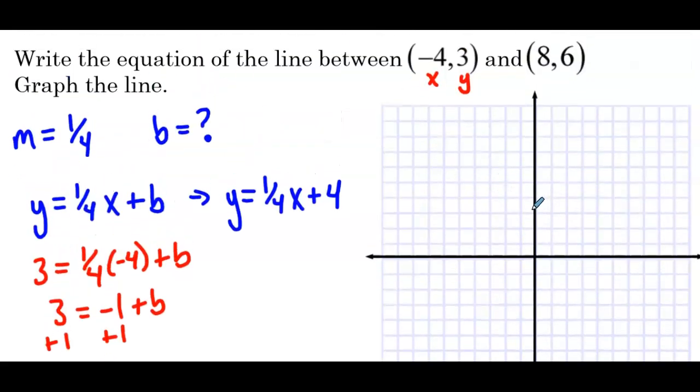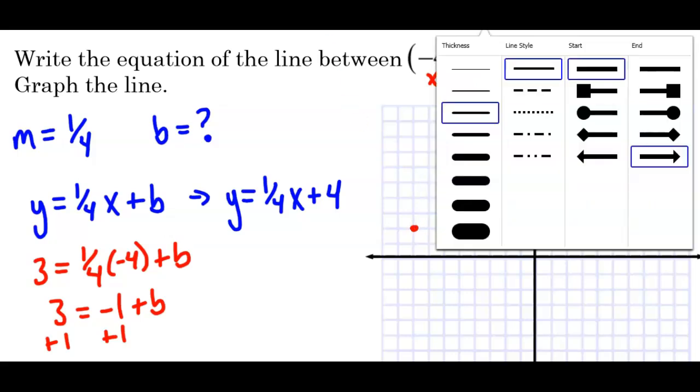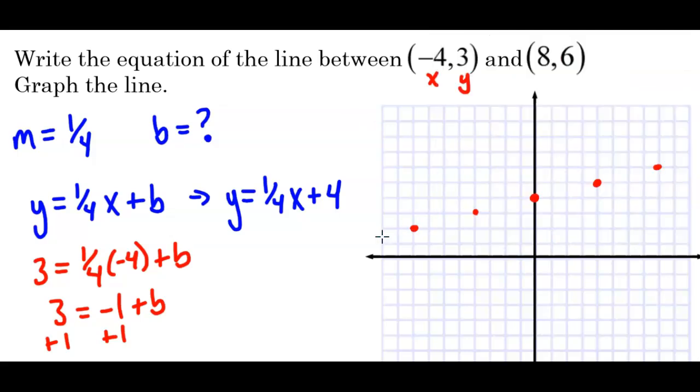So 0, 1, 2, 3, 4. There's our y-intercept. Slope of 1/4. So up 1 to the right 4. Up 1 to the right 4. Going the opposite direction, down 1 to the left 4. Down 1 to the left 4. And now we'll graph our line through our points. So there's the graph of y equals 1/4 x plus 4.